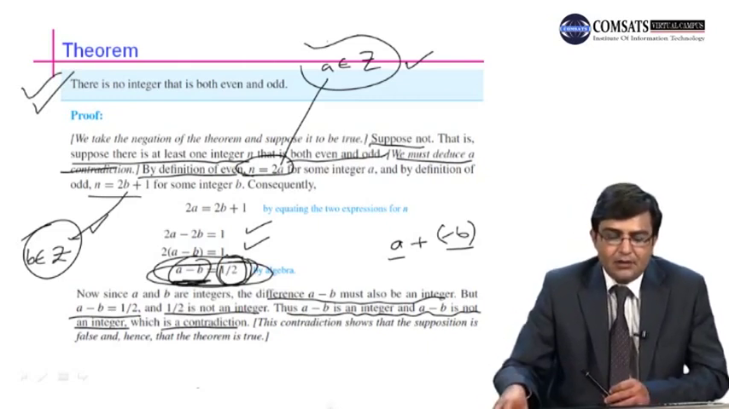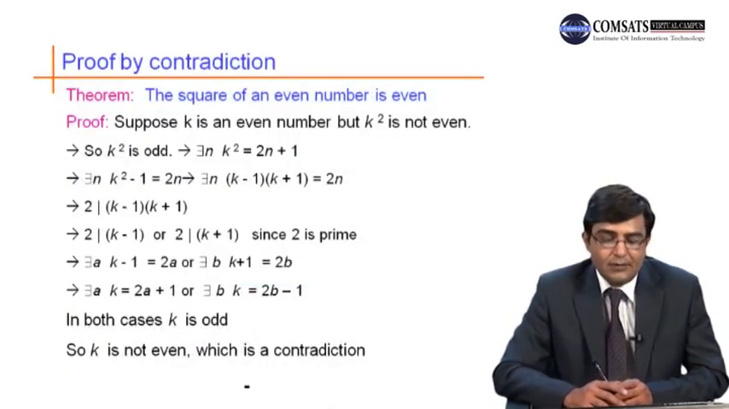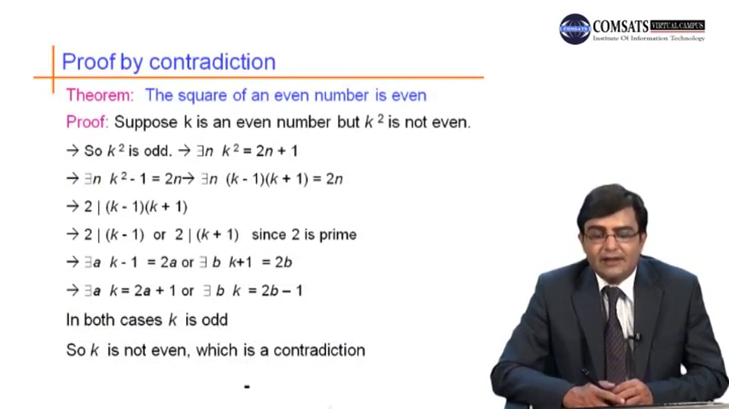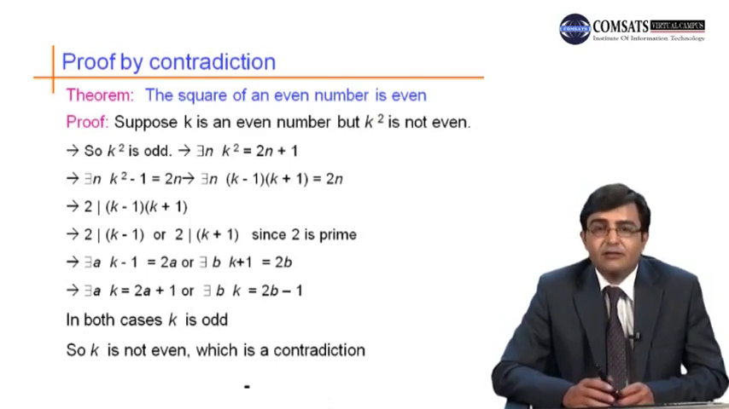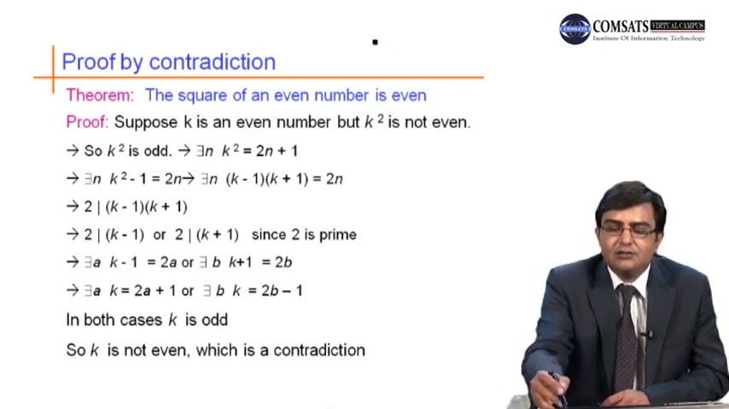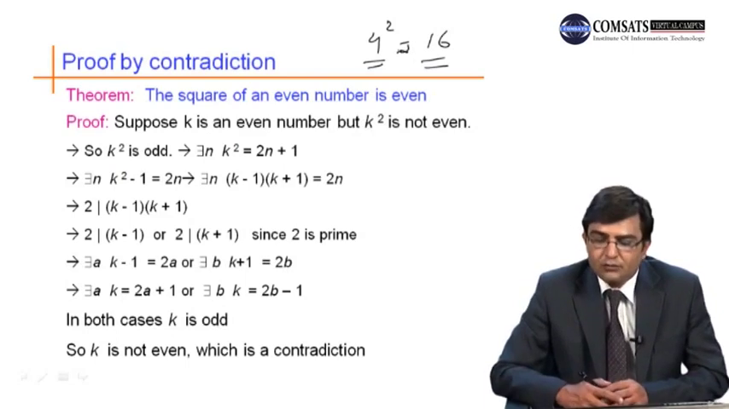We take another example. This is a very simple example. The square of an even number is even. This we have to prove. If we take an even number, for example 4, then its square is 16. If this is even, this must also be even. This is what we have to prove.